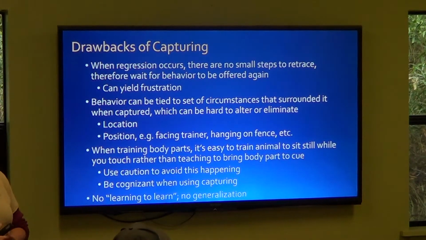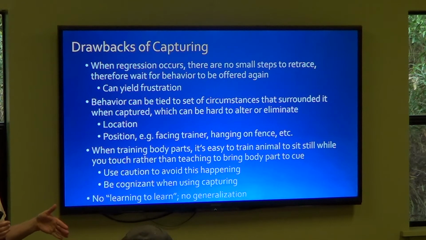All right, disadvantages of capturing, and they are real. When regression occurs, you don't have lots of baby steps that you can retrace. You essentially have to wait for the animal to do the behavior again, and you hope that you can replicate whatever conditions resulted in the animal doing the behavior. If you have difficulty replicating those conditions, or the animal doesn't see that they're being replicated, they may not present the behavior to you. That can be frustrating for the animal because they're not getting reinforced, and for the trainer because you're not getting reinforced with the animal doing the behavior. So it can be really frustrating.